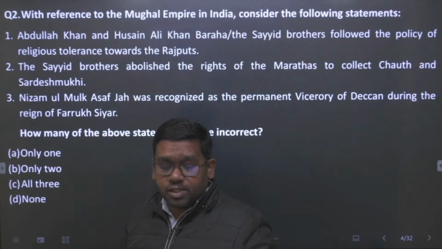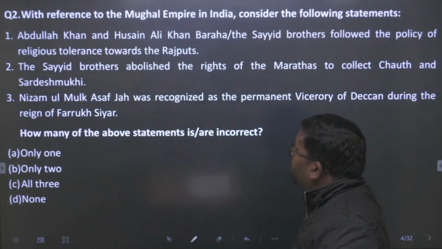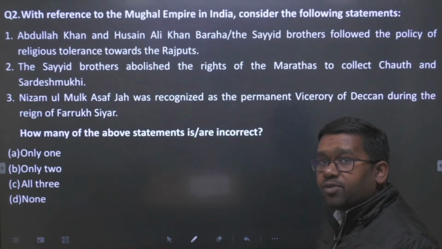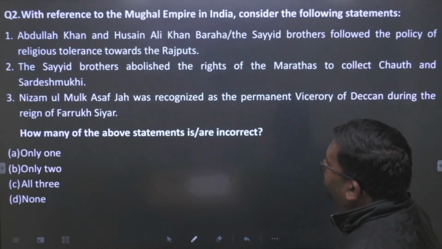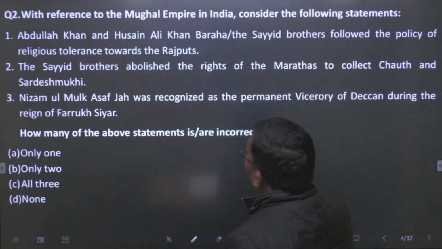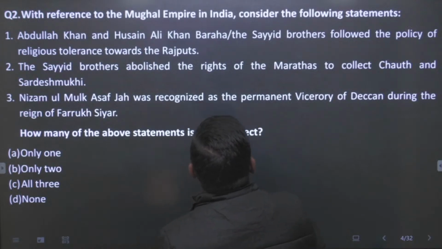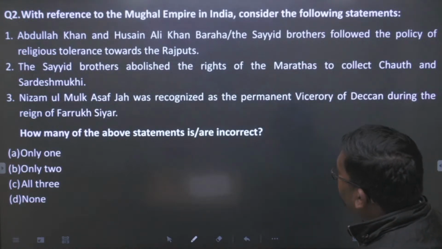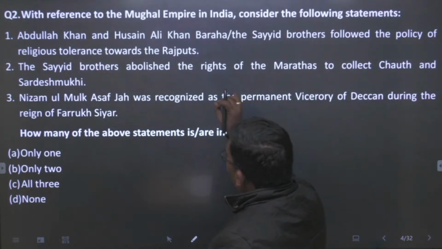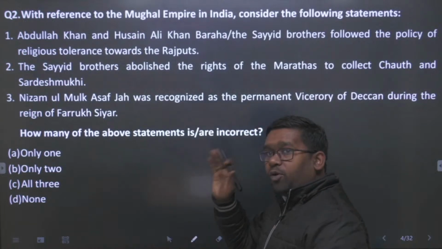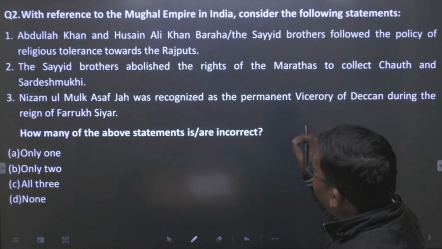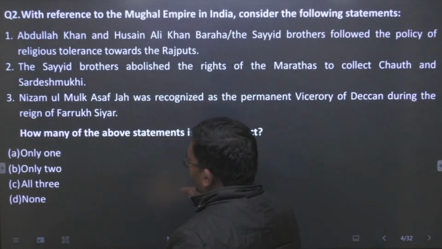Question 2 is especially with reference to the Mughal Empire in India. Consider the following statements. These are all from the 18th century onwards, after the death of Aurangzeb. Abdullah Khan and Hussain Ali Khan Barha were the Sayyid brothers, who were kingmakers in this time. Statement 1: the Sayyid brothers followed a policy of religious tolerance towards the Rajputs.